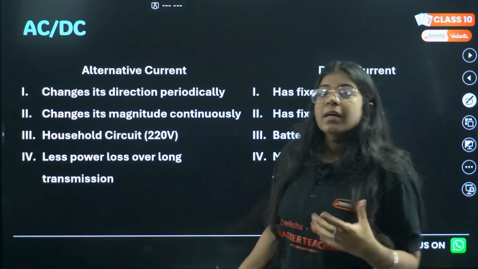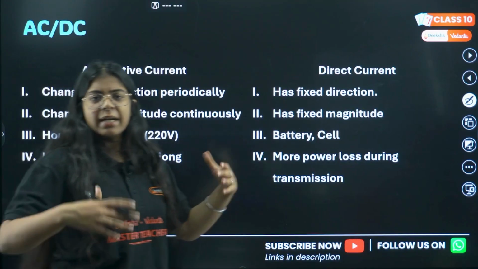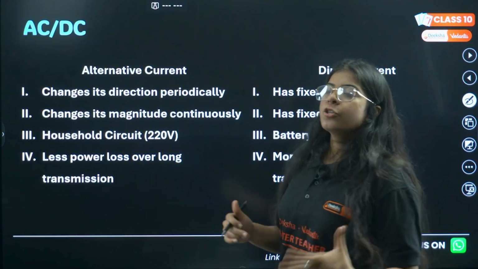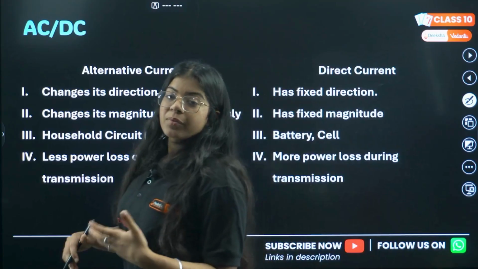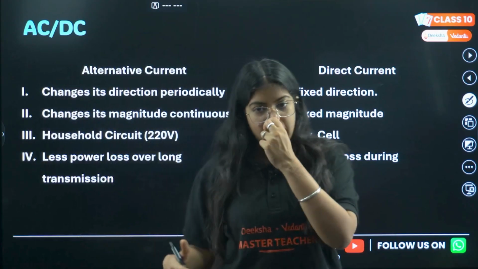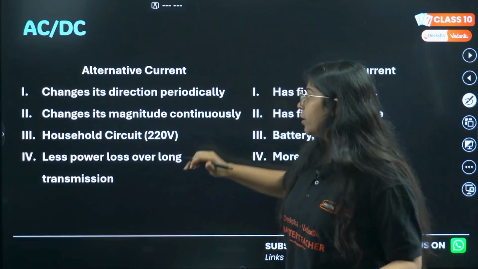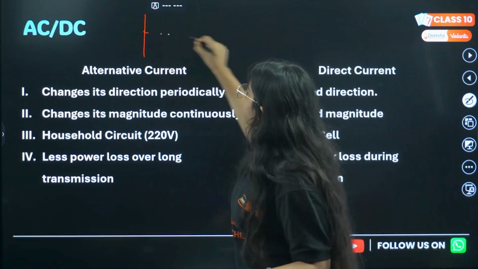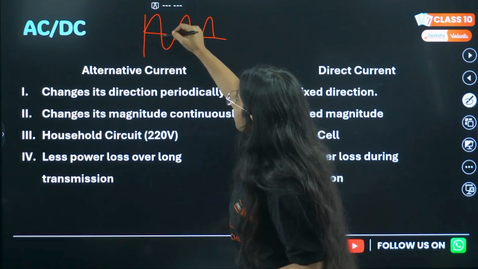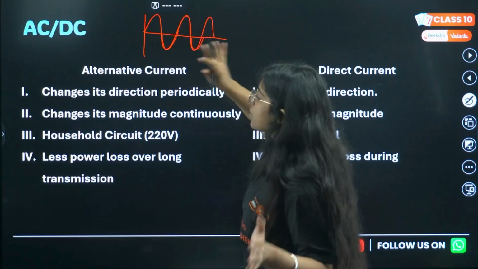Now there are two kinds of current that exist. One is AC, one is DC. In our houses, we usually get AC current. Why do we get AC current? Let's study what AC current is. Alternating current changes its direction periodically. If I make a graph, this is my AC current. One cycle comes, the other cycle goes, it's positive, it's negative. This is my AC current.